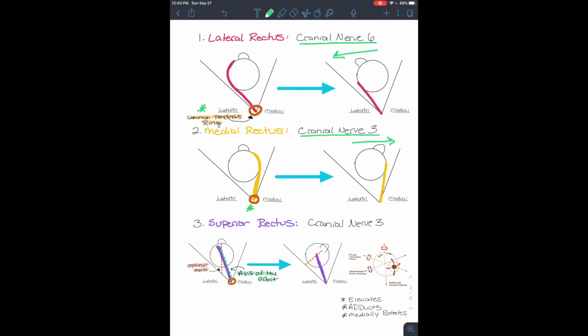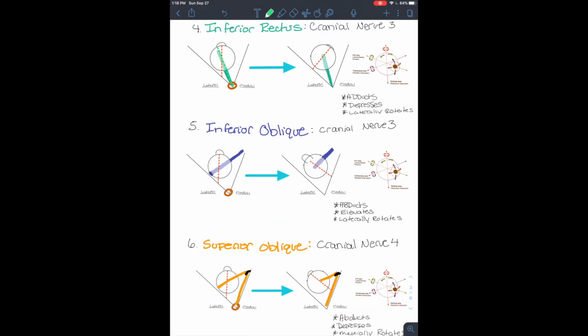The superior rectus, which is innervated by cranial nerve 3, also originates at the common tendinous ring. However, it pulls along the axis of the orbit, which causes the eye to elevate, adduct, and medially rotate. The inferior rectus, which is also innervated by cranial nerve 3, begins at the common tendinous ring and also pulls along the axis of the orbit. This means that when the inferior rectus contracts, the eye adducts, depresses, and laterally rotates.